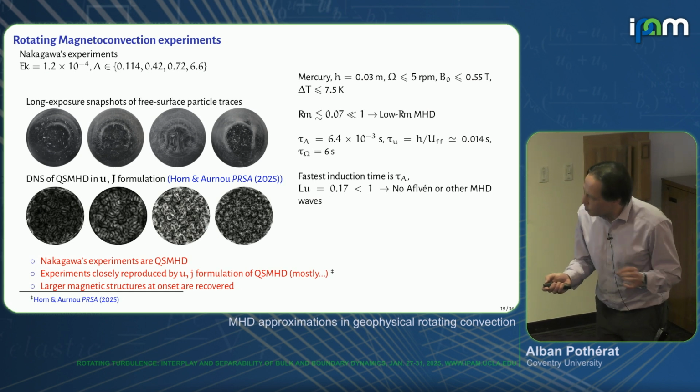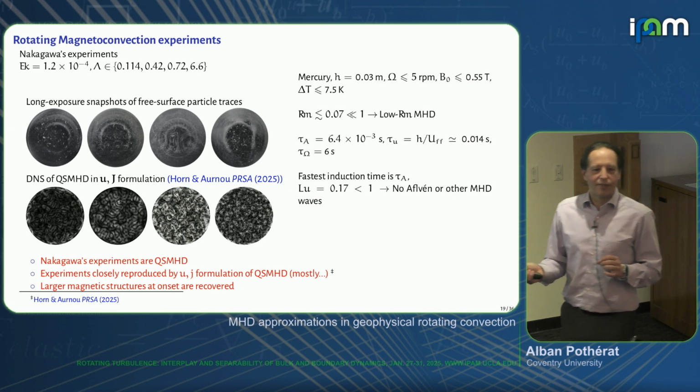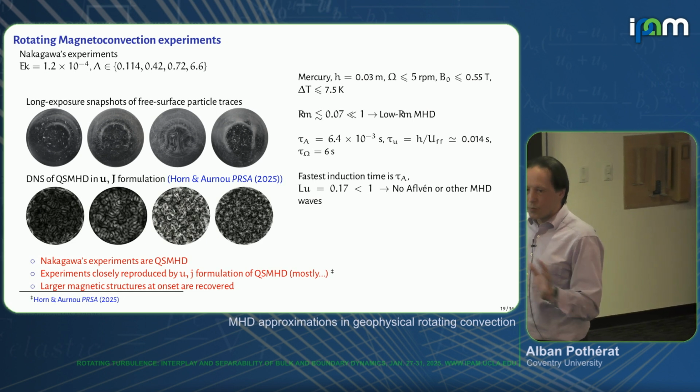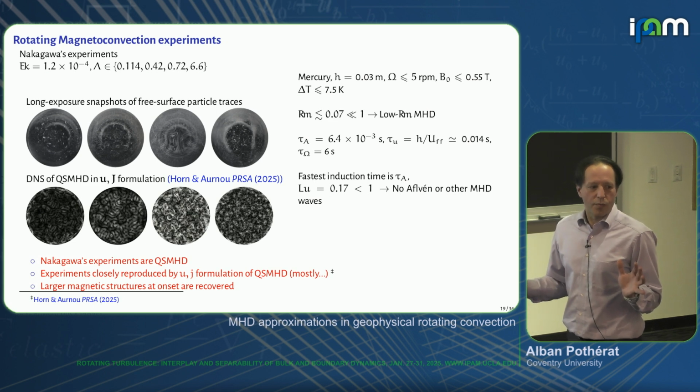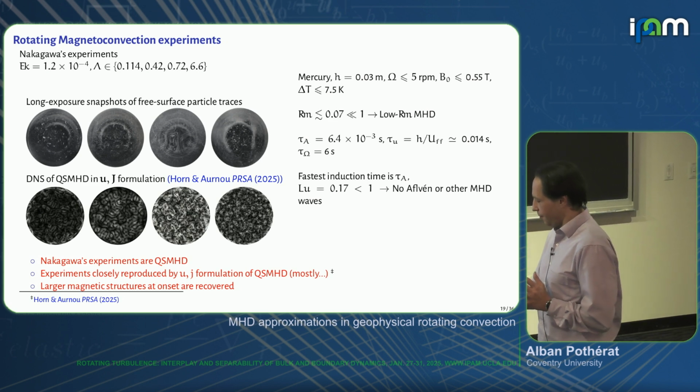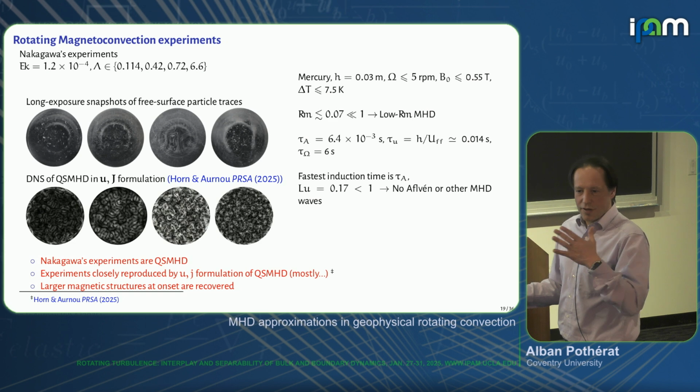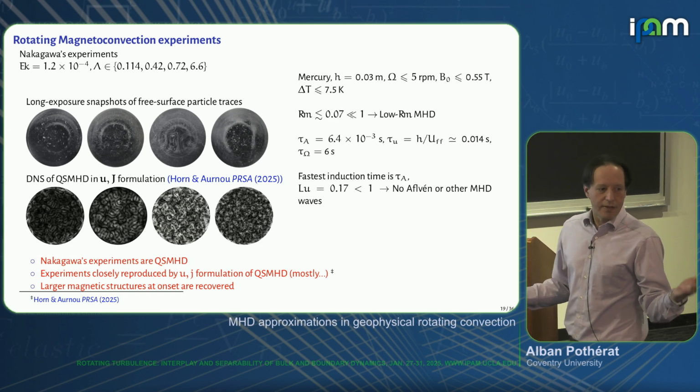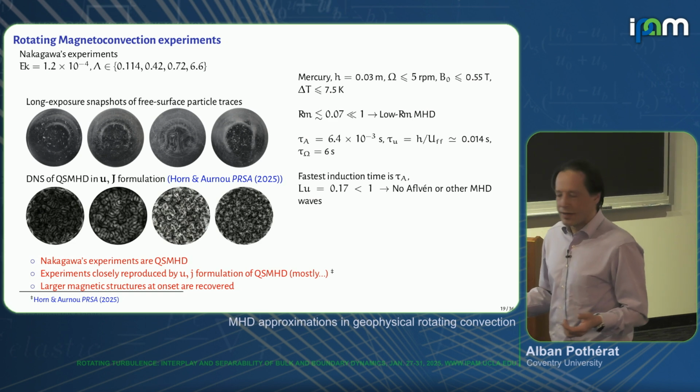It's a good job because Suzanne's code is quasi-static and recovers all the results. So you can completely capture Nakagawa's experiment with a quasi-static approximation. And that means the shift from viscous to magnetic mode at the onset of convection is captured by a quasi-static approximation.